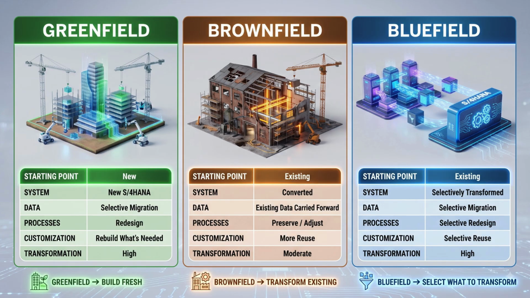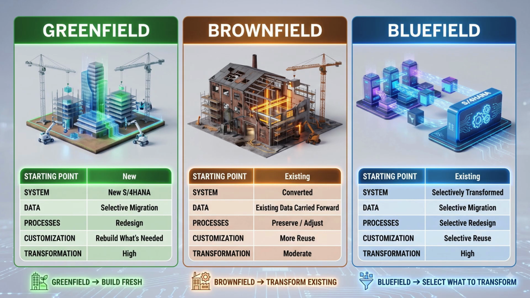Now let's compare the three approaches. Greenfield means starting with a new S/4HANA system and redesigning the business processes. Brownfield means converting the existing SAP system and preserving much of the existing landscape. Bluefield or selective data transition sits between these approaches by selectively transforming the existing landscape and migrating the data and processes that the business actually wants to retain.